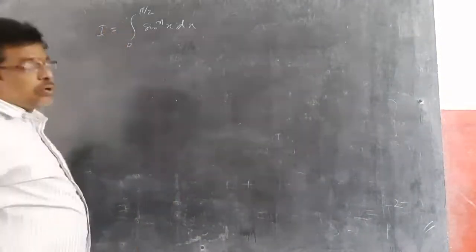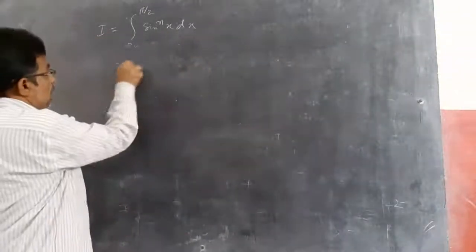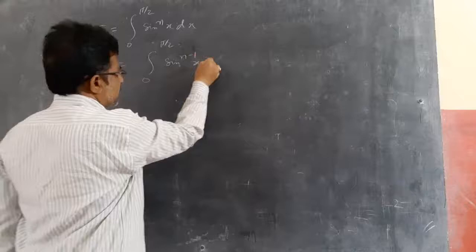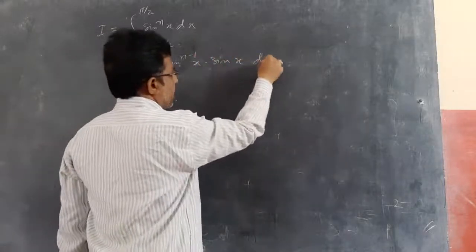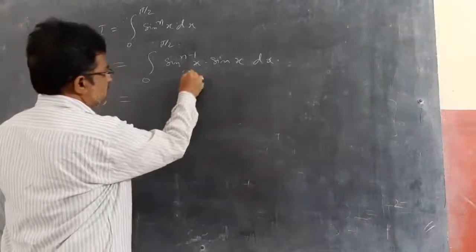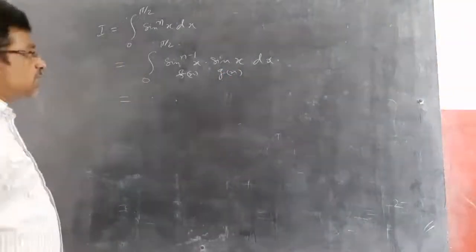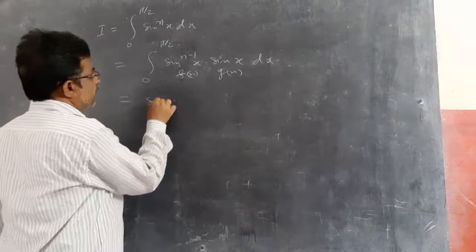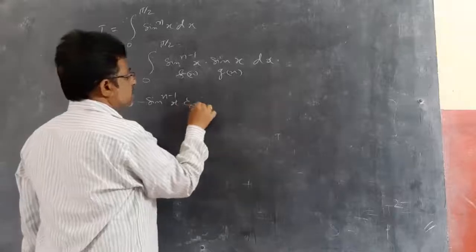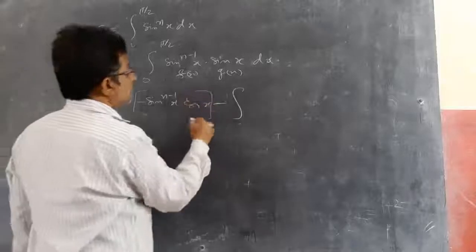I n is equal to integral of 0 to pi by 2 sin power n x dx. So how did I solve it? Same procedure as indefinite integration. I write sin power n minus 1 x into sin x. So now f x into g x: this is f x, this is g x. We use the f x g x formula there. So f x means sin power n minus 1 x into integral of g x, integral of sin x, minus cos x, minus integral of f dash x, between the limits 0 to pi by 2 as it is.